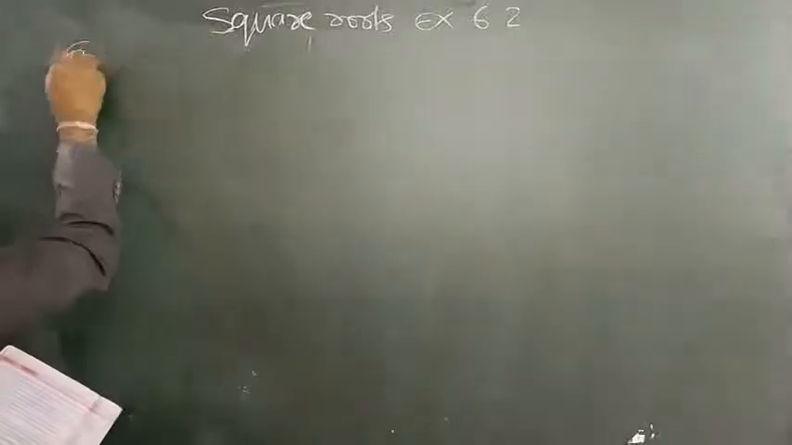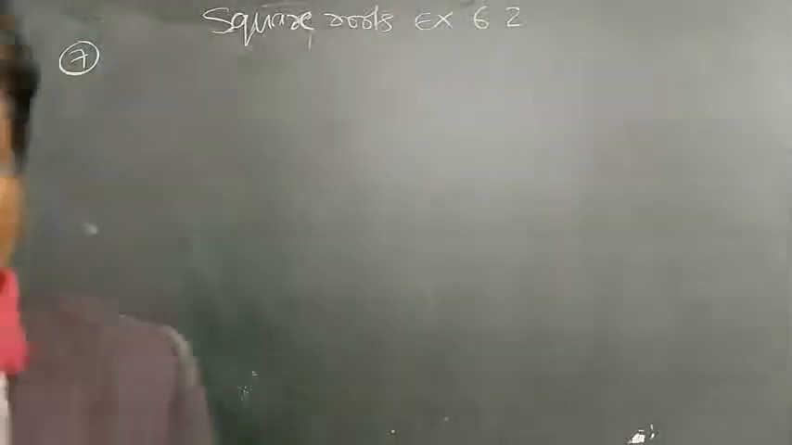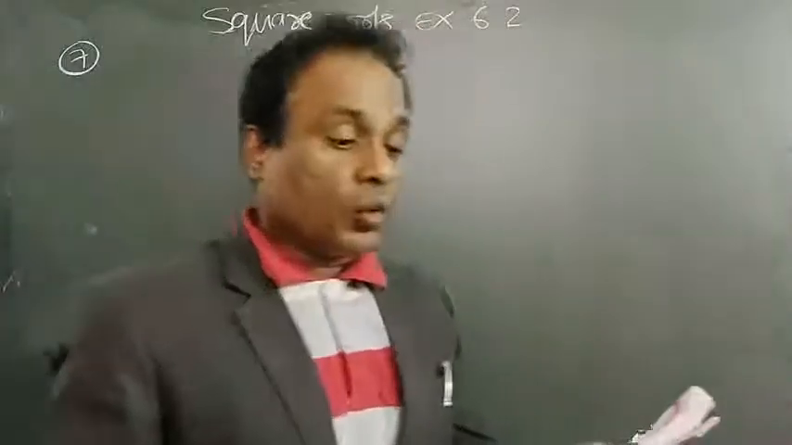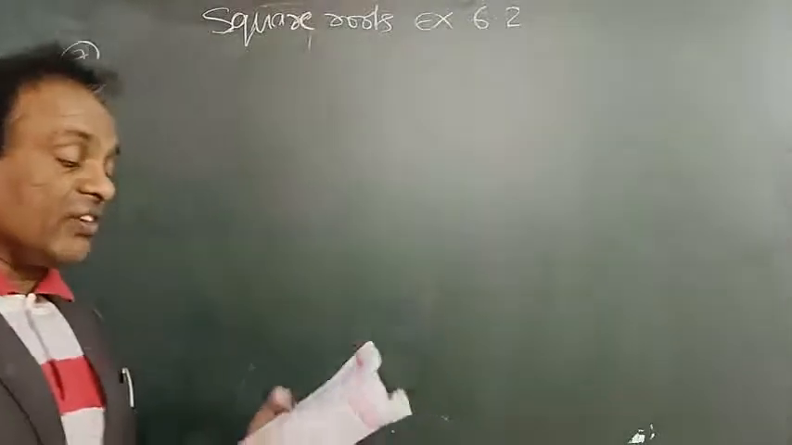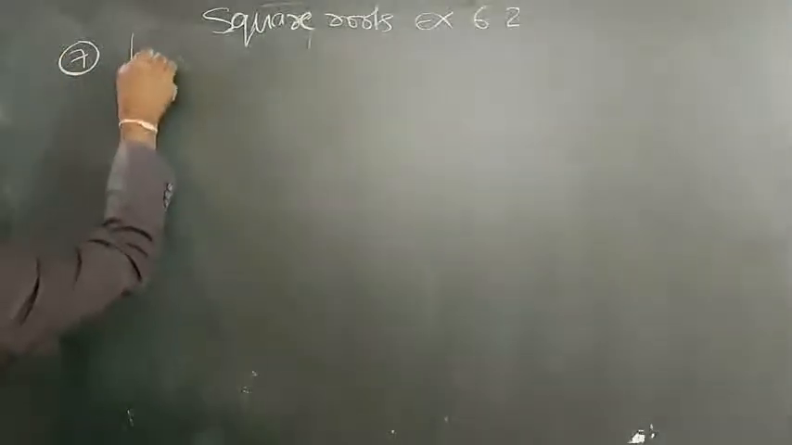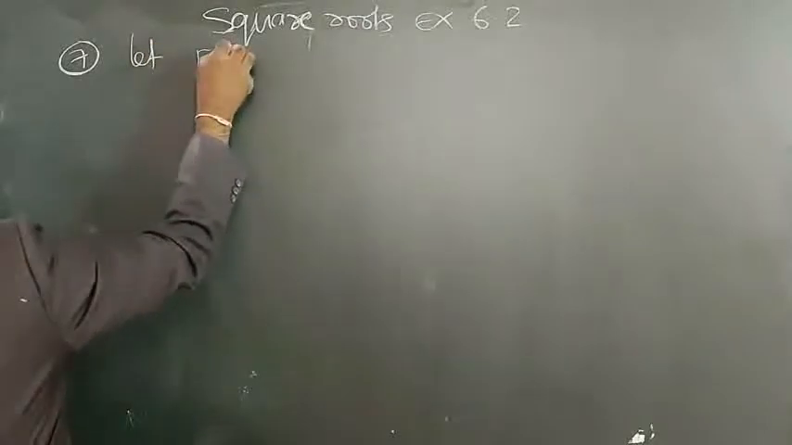Now this is the 7th question, students. 7th problem. All of you open your textbooks. The product of two numbers is 1296. If one number is 16 times the other, find the numbers.